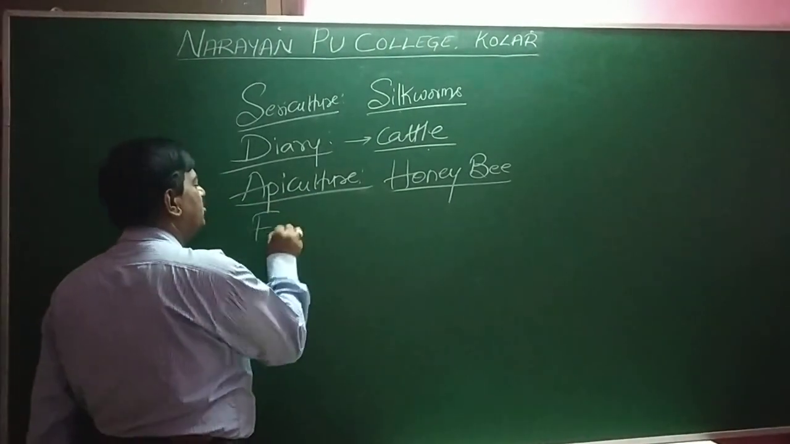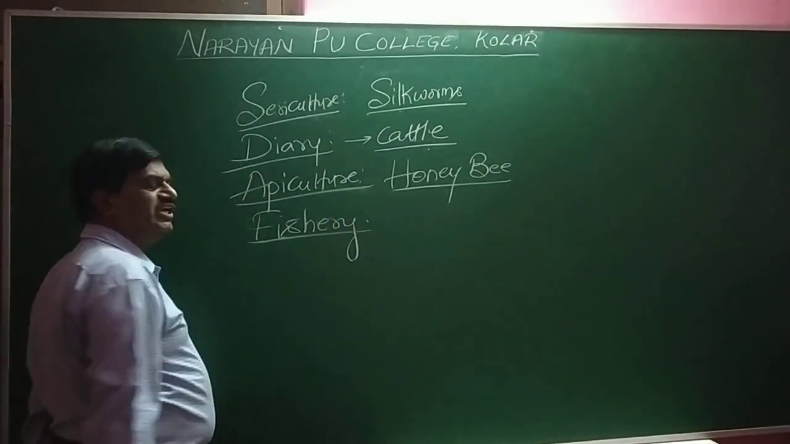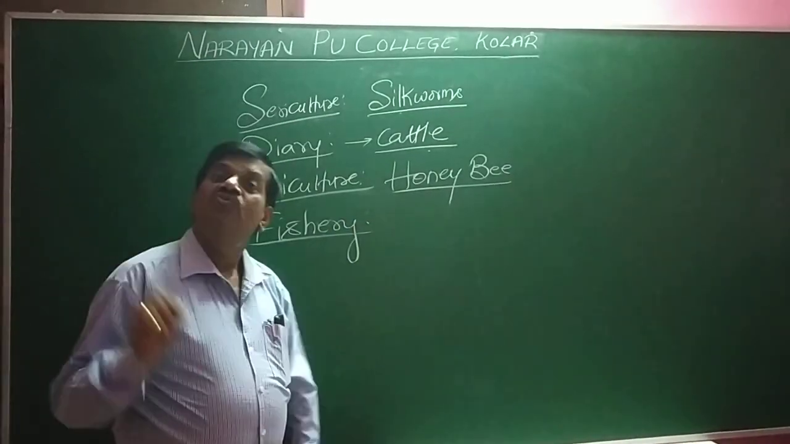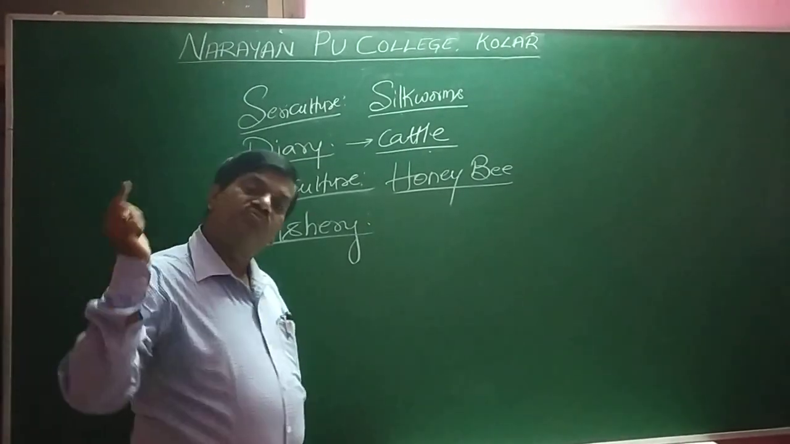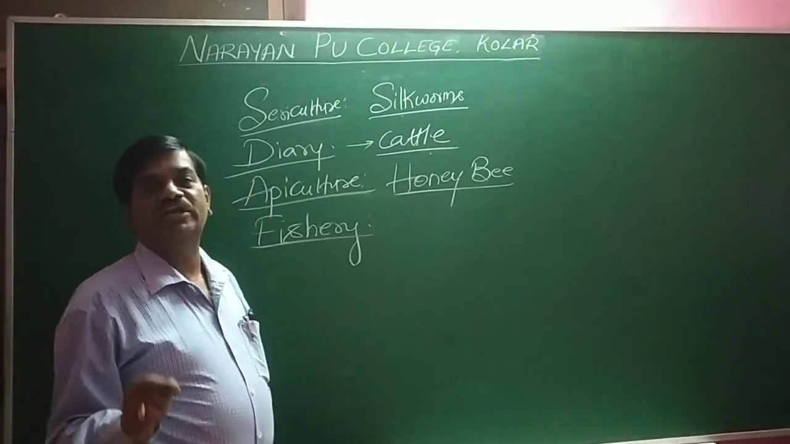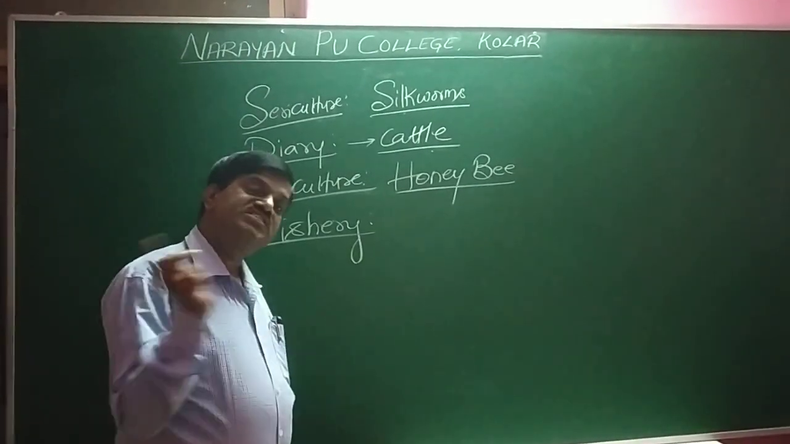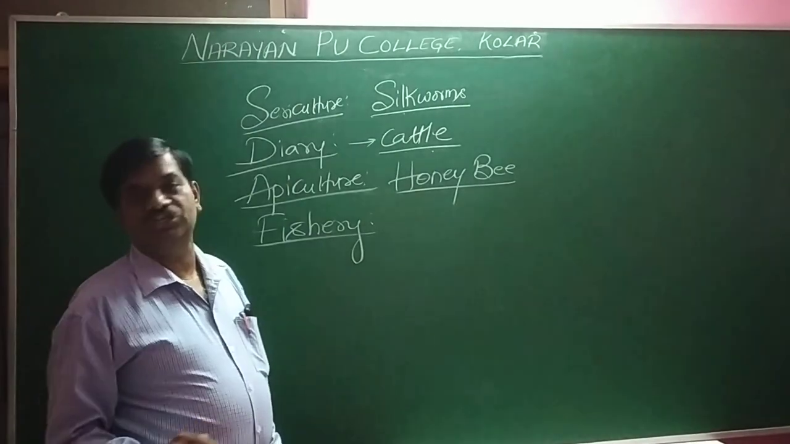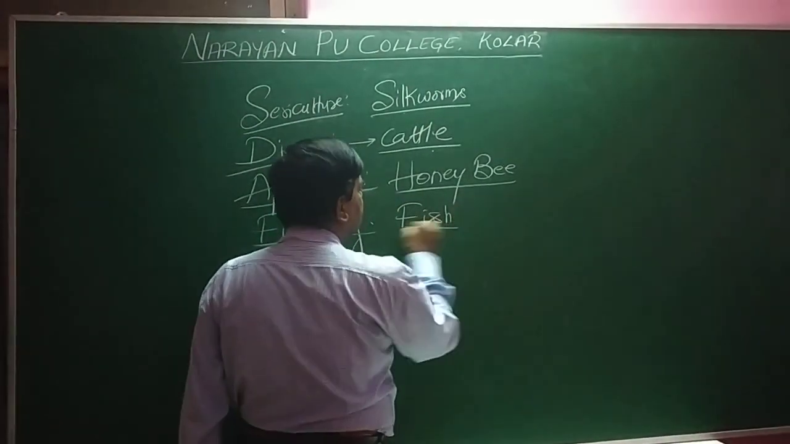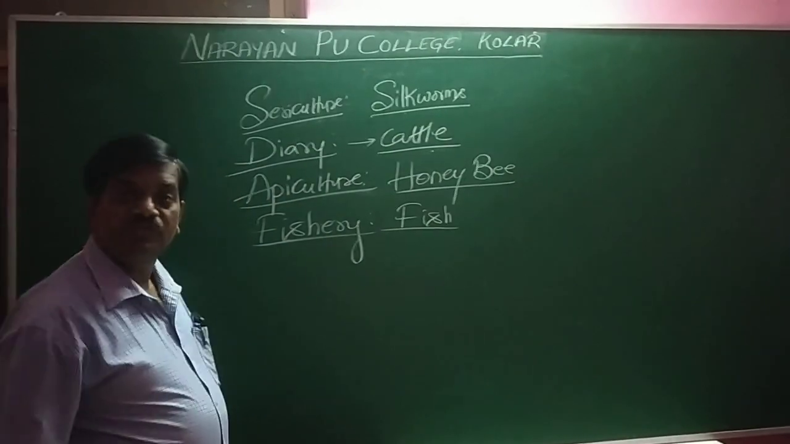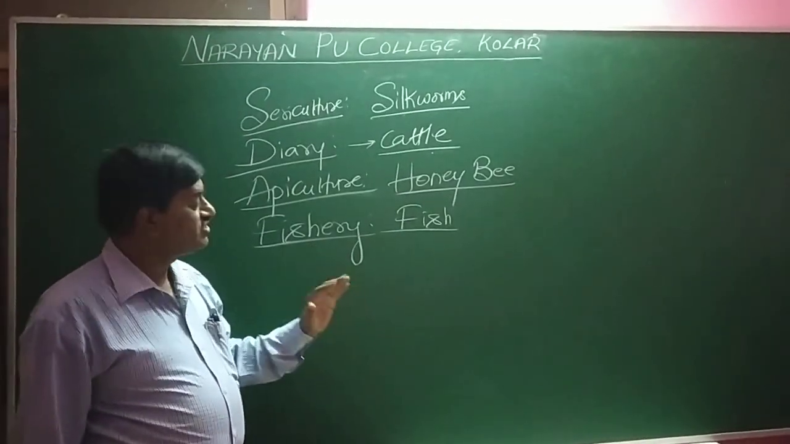Now we go for fishery. Fishery is rearing of fishes. Again, there are two types: freshwater fisheries and marine water fisheries. In this, cultured fishes and captured fishes are there. So rearing of fishes comes under fishery. Clear? Like this, there are still many branches of biology.